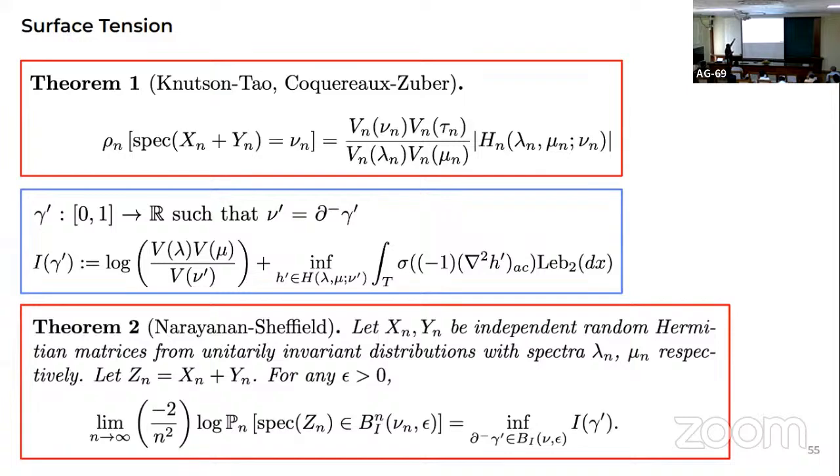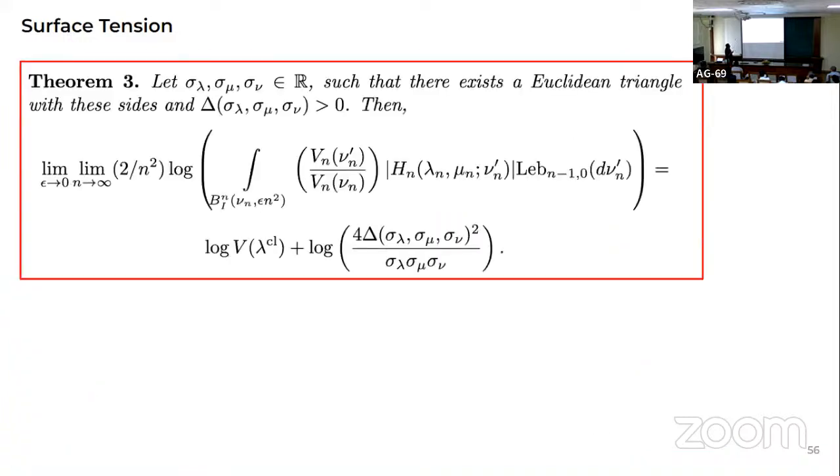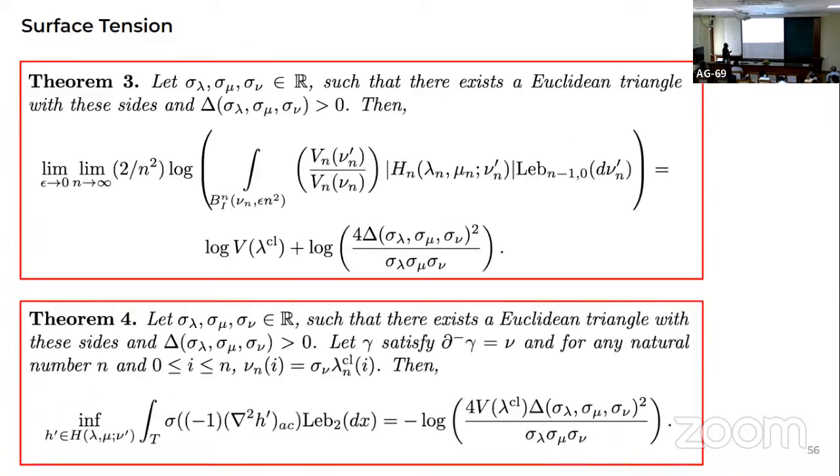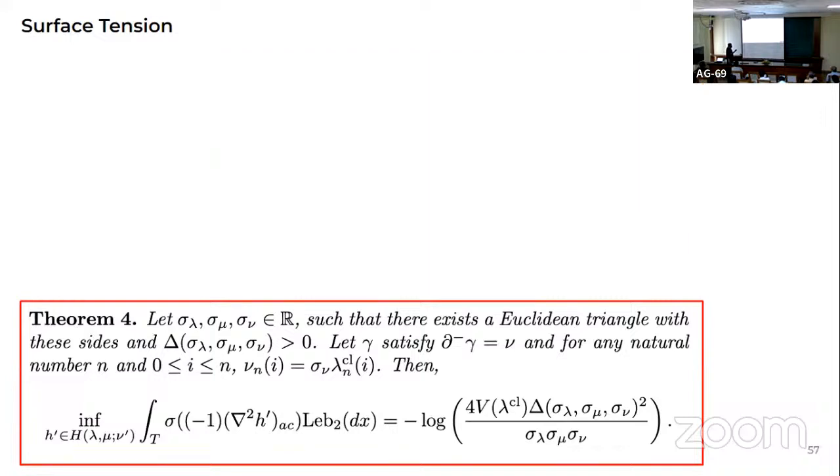So we define a rate function, and there are theorems 1 and 2. We prove these two theorems. Right now we will be interested in this theorem. What it says is that the surface tension as a function of the negative Hessian, the integral of that and the infimum of that equals this value.